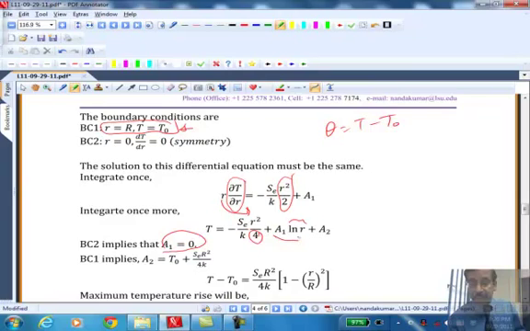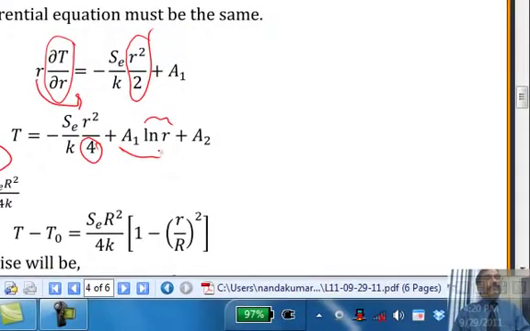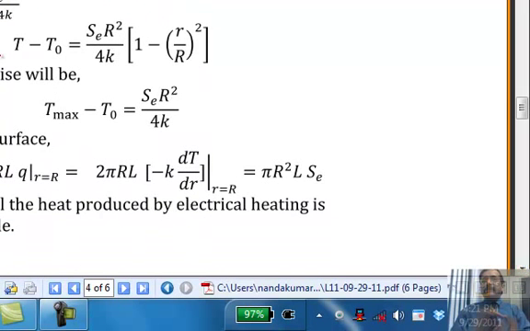So even though log r is a function that satisfies the differential equation, it doesn't satisfy the boundary condition, so you throw that out. The only solution then would be r squared and then a constant. So impose the other boundary condition and solve for A1 and A2, and you get your solution like this: a parabolic or quadratic temperature profile.